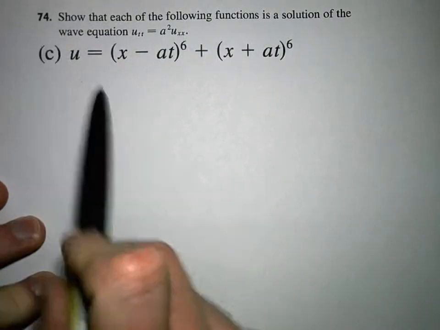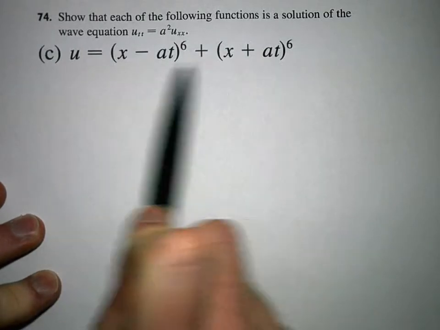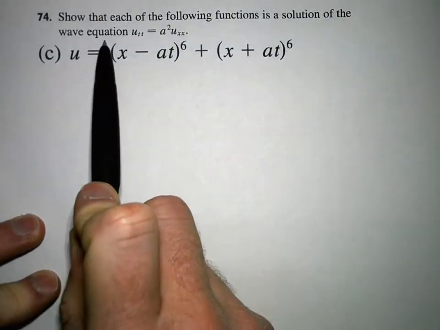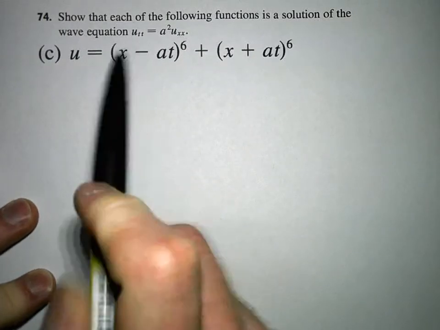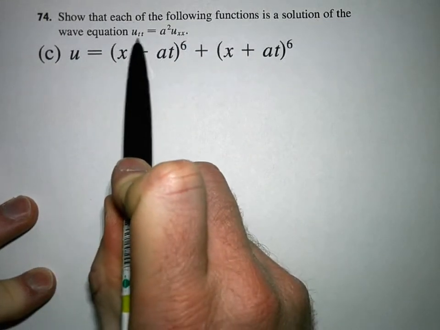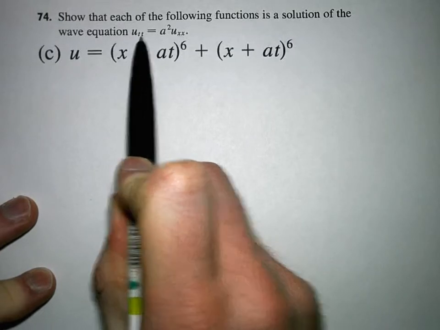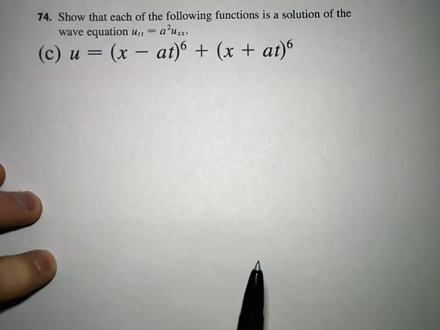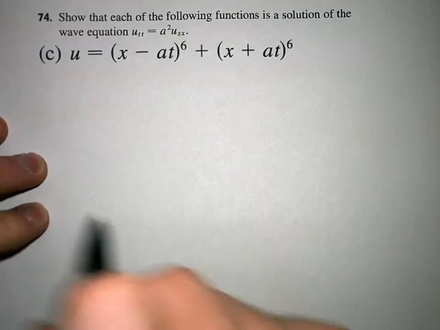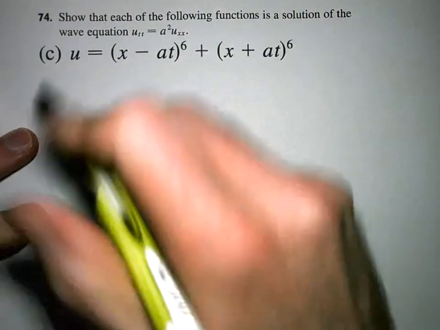In this question we are asked to show that the following function is a solution of the wave equation. In other words, we want to show that this function satisfies the relationship where the second partial derivative with respect to t is equal to some constant times the second partial derivative with respect to x. So the first step, of course, is going to be to work out these partial derivatives.